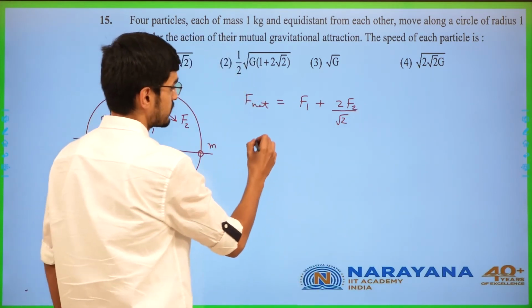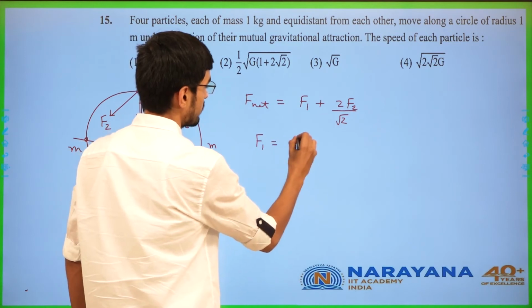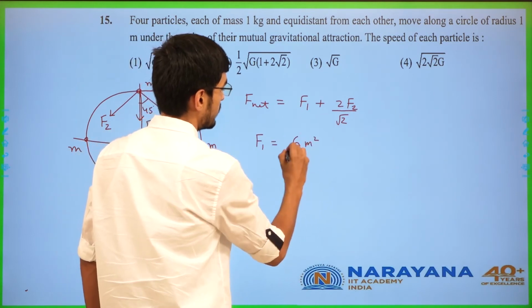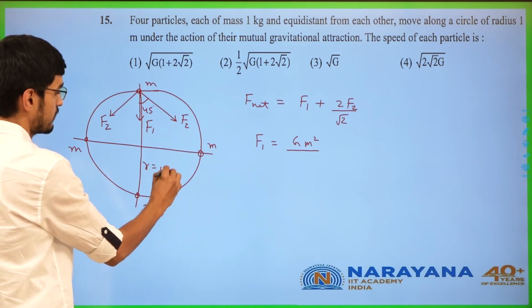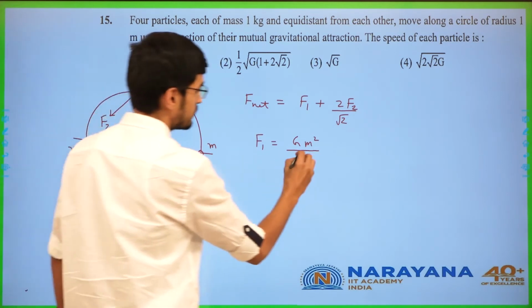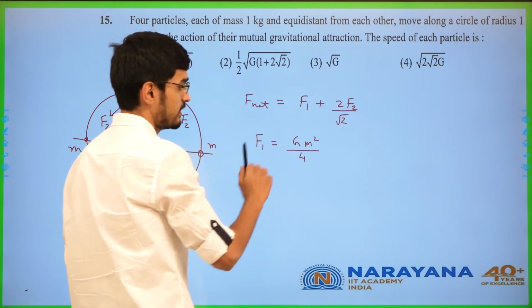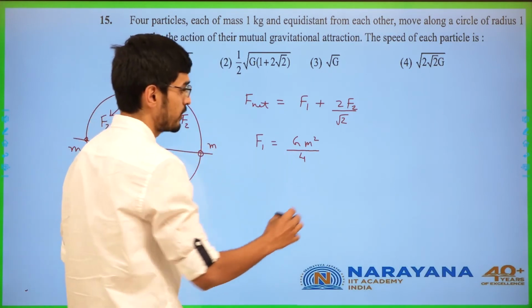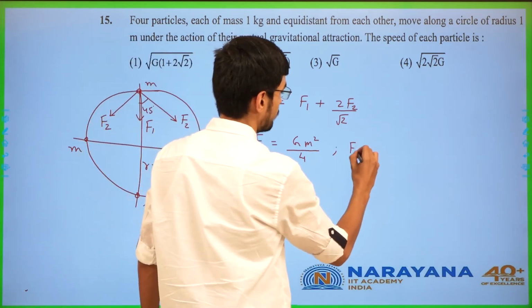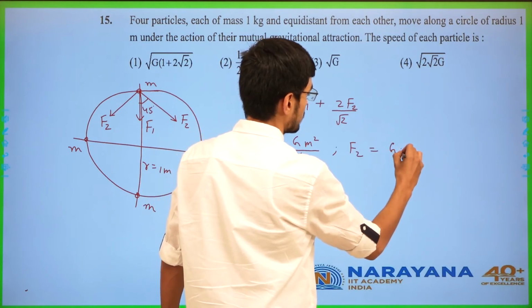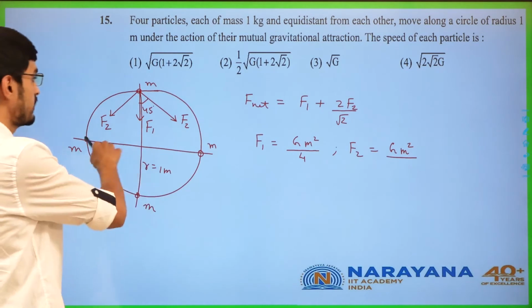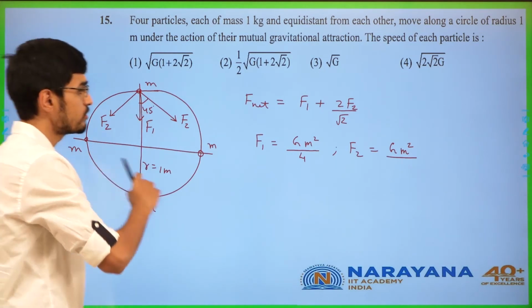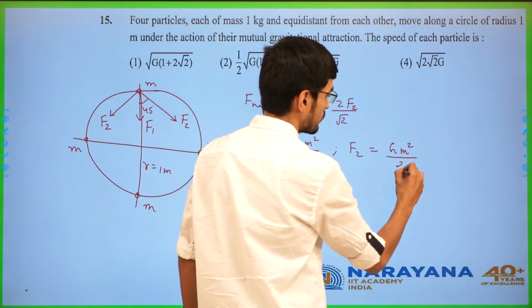What will be the expression of F1 if we write? F1 will be Gm square by the square of this distance. Radius is given as 1 meter, so this distance is 2 meters. So this force will be Gm square by 4, that is Gm square by r square. F2 will be G m1 m2, both are the same, so Gm square divided by the square of this distance. This distance, as we know, is root 2, so this will be 2.